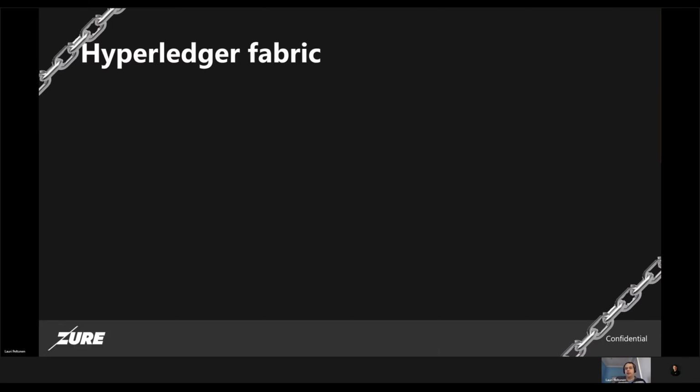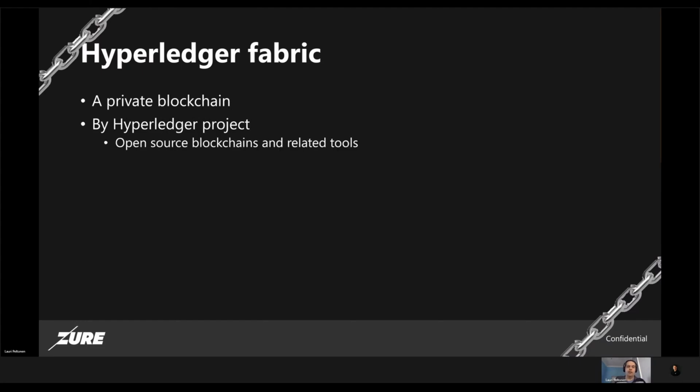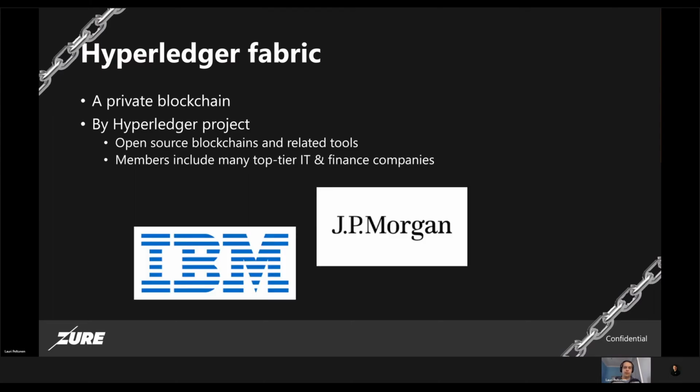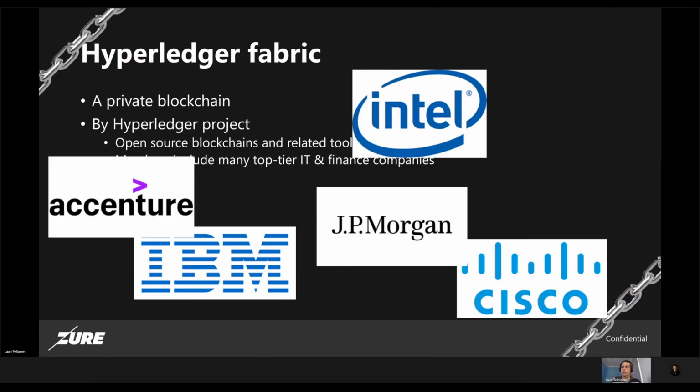And if we start with Hyperledger Fabric, it's a private blockchain, and it's built by the Hyperledger project, which has all sorts of open source stuff and lots of tooling around blockchains and how you can use them. The whole Hyperledger project is backed and was started by lots of finance and IT companies which have very big usage elsewhere. That's like JP Morgan, IBM, Intel, Cisco, and so on. So there are lots of big names behind Hyperledger. Not all of them are probably actively using the blockchain so much, but they are at least backing it and giving support to it.